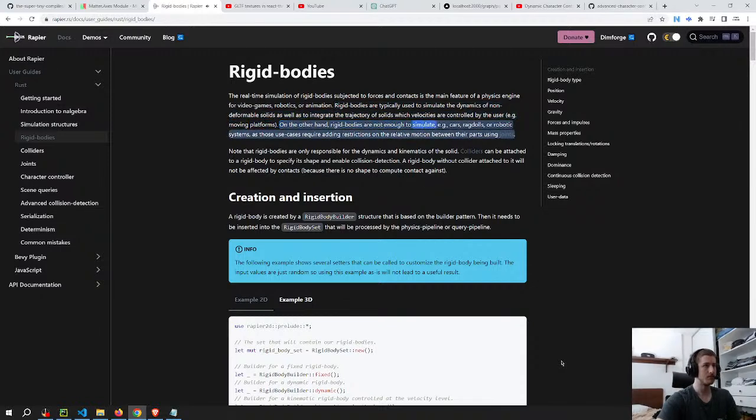On the other hand, rigid bodies are not enough to simulate, for example, cars, ragdolls, or robotic systems, as those use cases require adding restrictions on relative motion between their parts using joints. Note that rigid bodies are only responsible for the dynamics and kinematics of the solid. Colliders can be attached to a rigid body to specify a shape and enable collision detection. A rigid body without a collider attached to it will not be affected by contacts, because there is no shape to compute contact against.